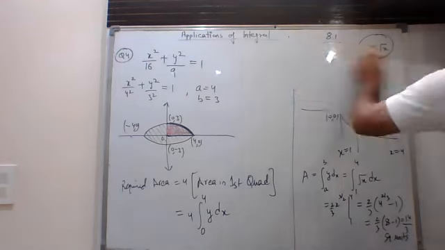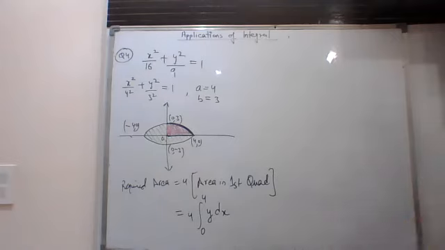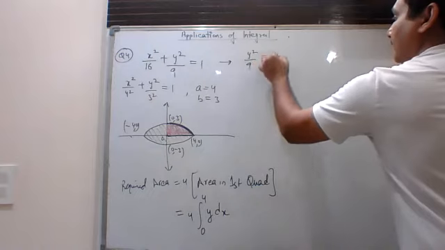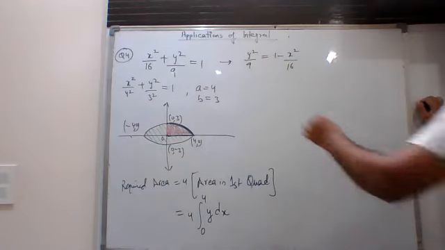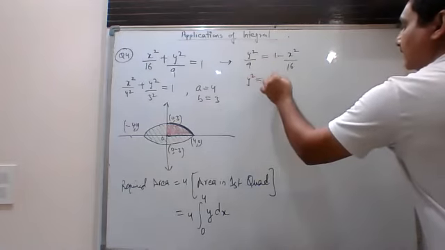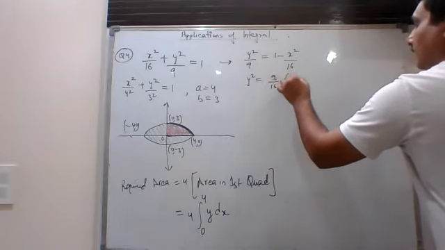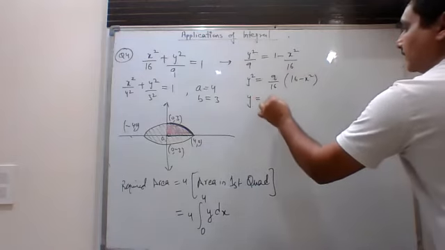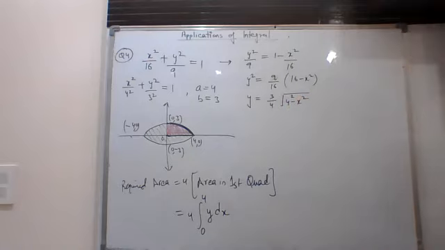Now the point is how to get the value of y. The value of y can be determined from this equation. I can rewrite this equation as y square upon 9 is equal to 1 minus x square upon 16. That means y square can be written as 16 upon 9 times (16 minus x square) upon 16, which is 1 upon 16 times 16 minus x square. So when I take the root, this will become 3 by 4 under the root of 4 square minus x square. This is how I can get the value of y.